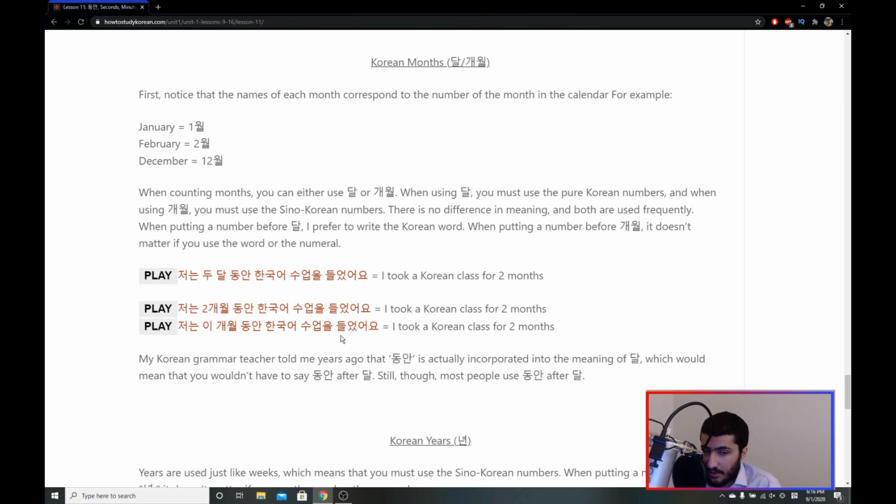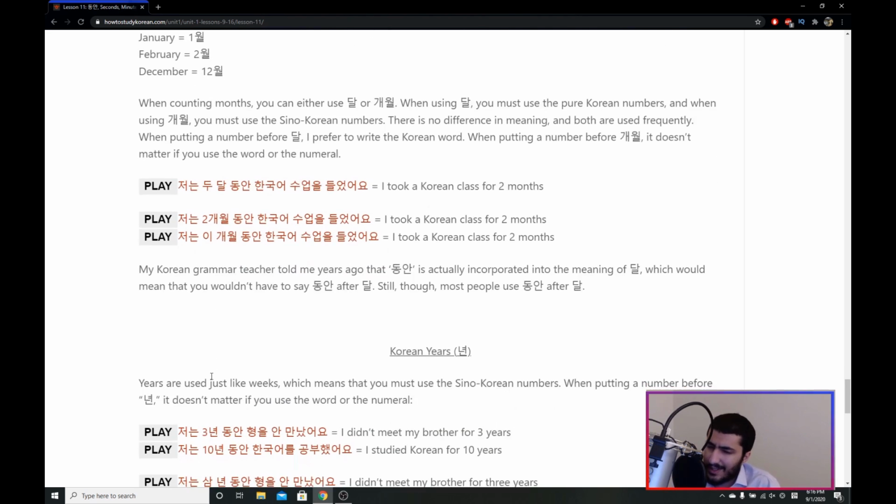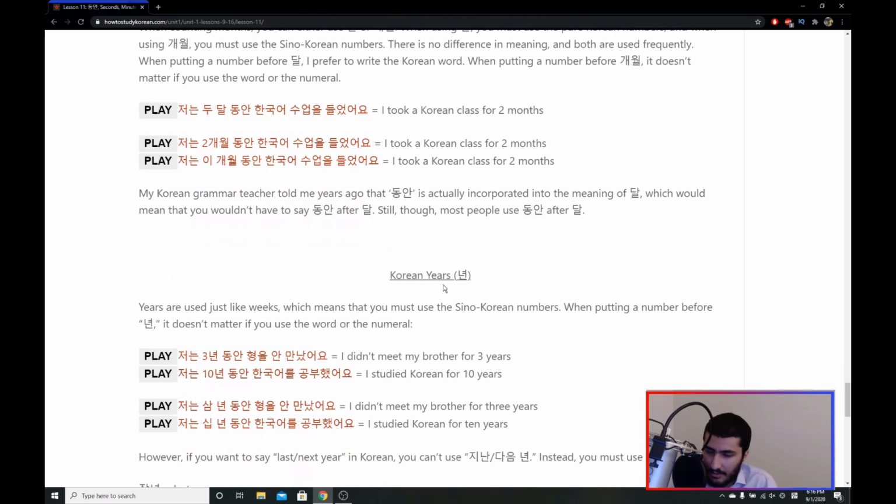My Korean grammar teacher told me years ago that 동안 is actually incorporated into the meaning of 달, which would mean that you don't have to put 동안 after 달. Still, most people use 동안 after 달. So 2달 한국어 수업을 들었어요. That's actually true. I never thought of that. That would be totally normal.